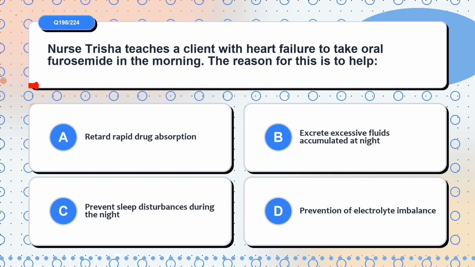Question 198. Nurse Tricia teaches a client with heart failure to take oral furosemide in the morning. The reason for this is to help. Here are the options. Option A. Retard rapid drug absorption. Option B. Excrete excessive fluids accumulated at night. Option C. Prevent sleep disturbances during the night. Option D. Prevention of electrolyte imbalance.